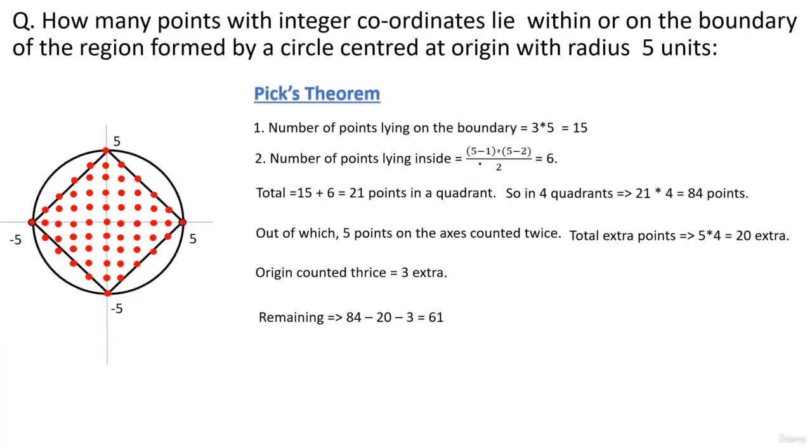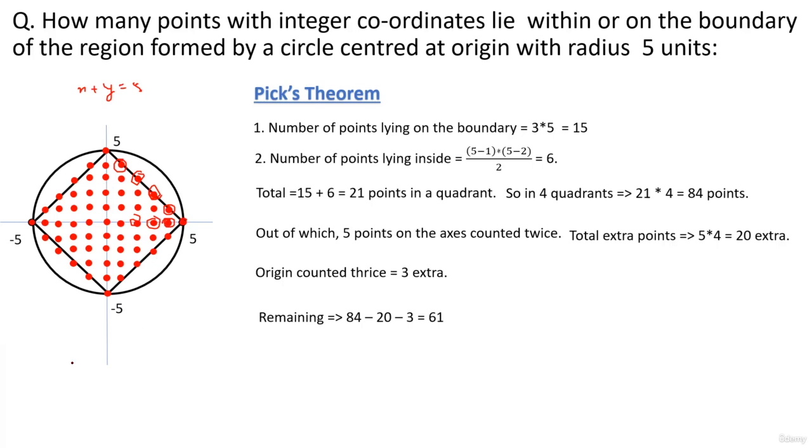Now we observe that in this case, the equation of the straight line is x plus y equal to 5, and the coordinates of these points can be easily found. If you take x equal to 1, y is 4. If you take x equal to 2, y is 3. If you take x equal to 3, y is, sorry, 2. If you take x equal to 4, y is 1. And if you take x equal to 5, y is 0. These are the points lying on the boundary.